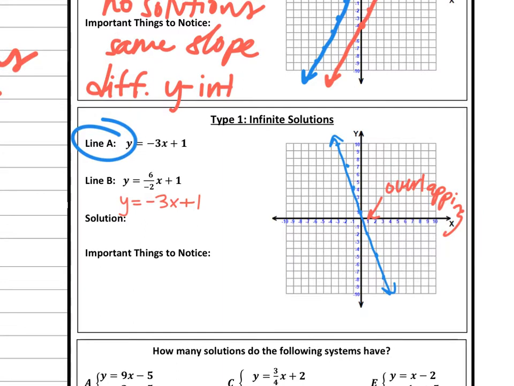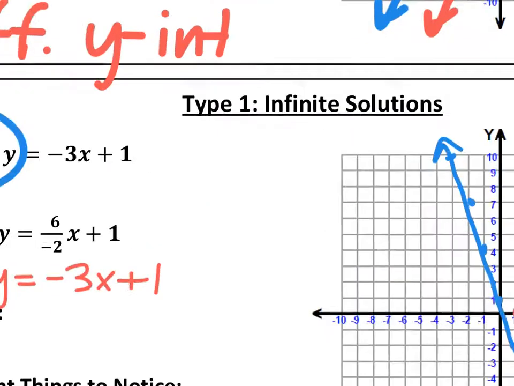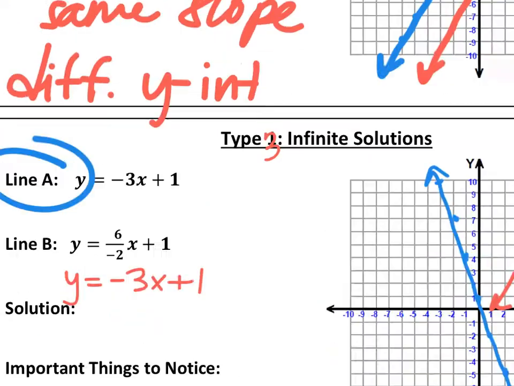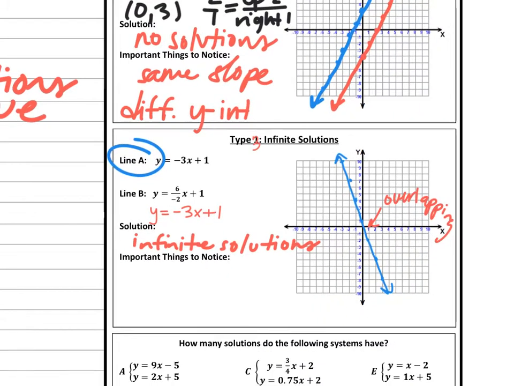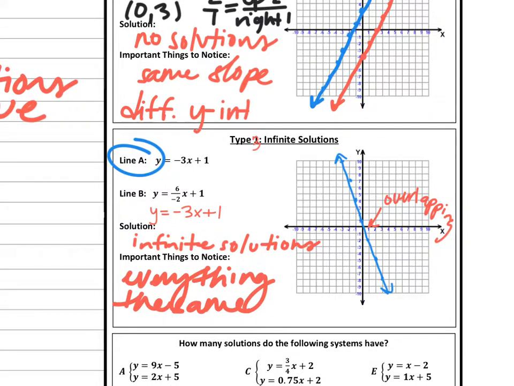So, Nancy, what's my solution? Infinite solutions. Yeah, and this should say type 3. This is infinite solutions because the lines are overlapping. They're the exact same line, and so they are going to touch at every single point on that line. Every single point on the lines works. Important things to notice: everything is the same, right? I think we get that one. So check your slopes and see if they could simplify to be the same. That's what you want to look for.